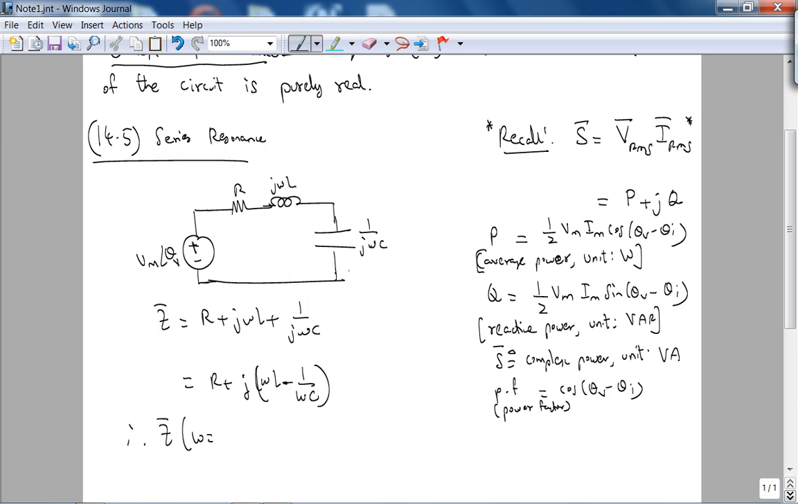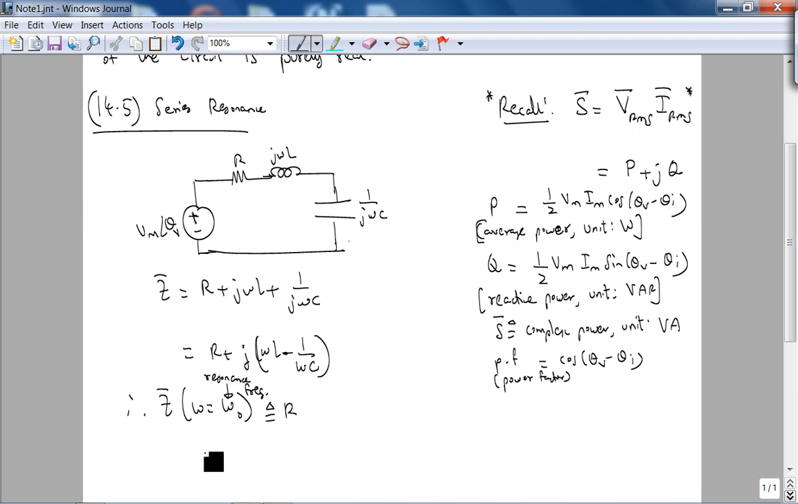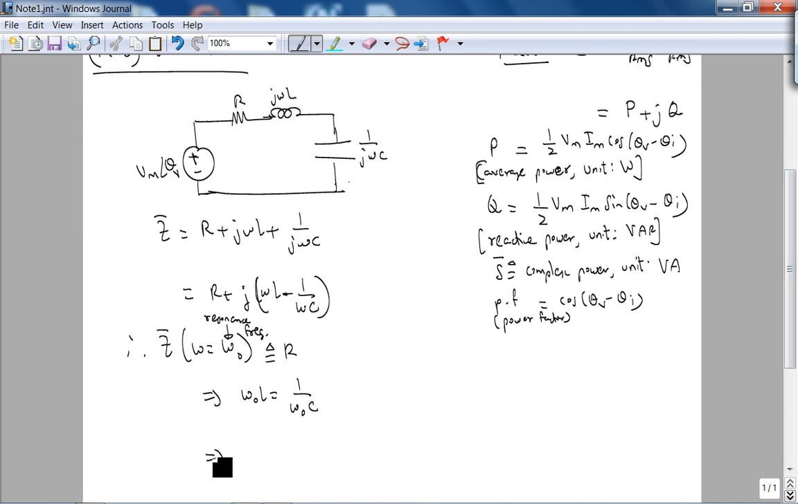So Z bar at omega equals omega naught, so this is our resonance frequency, is R, also it's the definition. This implies that omega naught L should be equal to 1 over omega naught C. So if the impedance is purely real, these two should cancel each other, and they will at this frequency. Okay, so here is the expression for resonant frequency in radians per second.